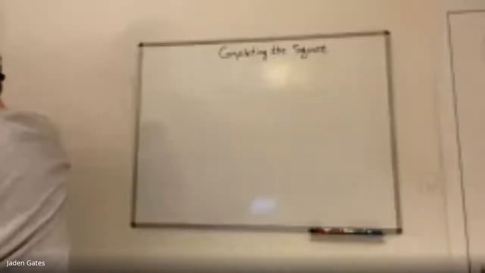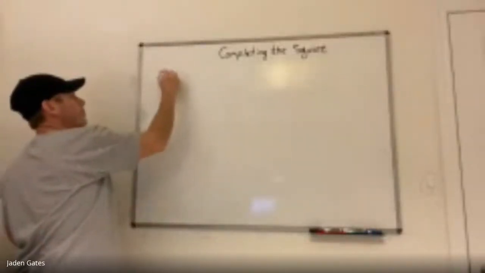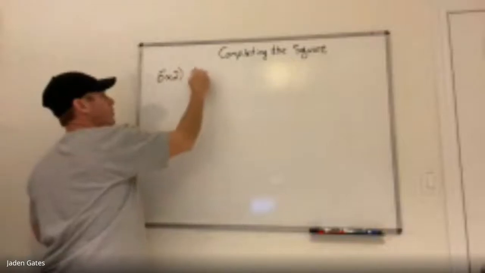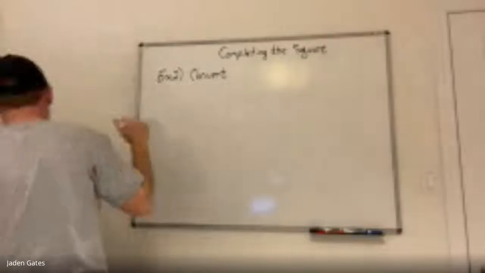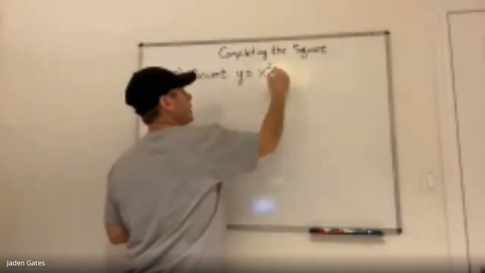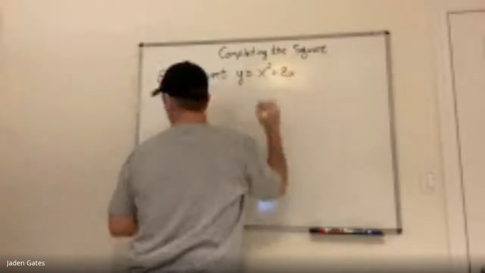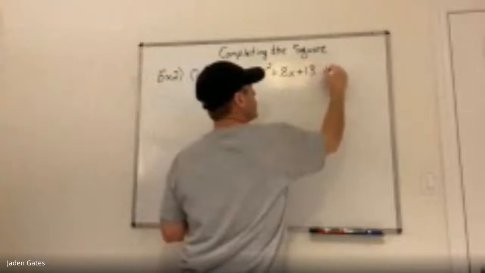Now, what I'm going to do is, we'll start off here. Example 2: now we're going to convert y equals x squared plus 8x plus 13 to vertex form.